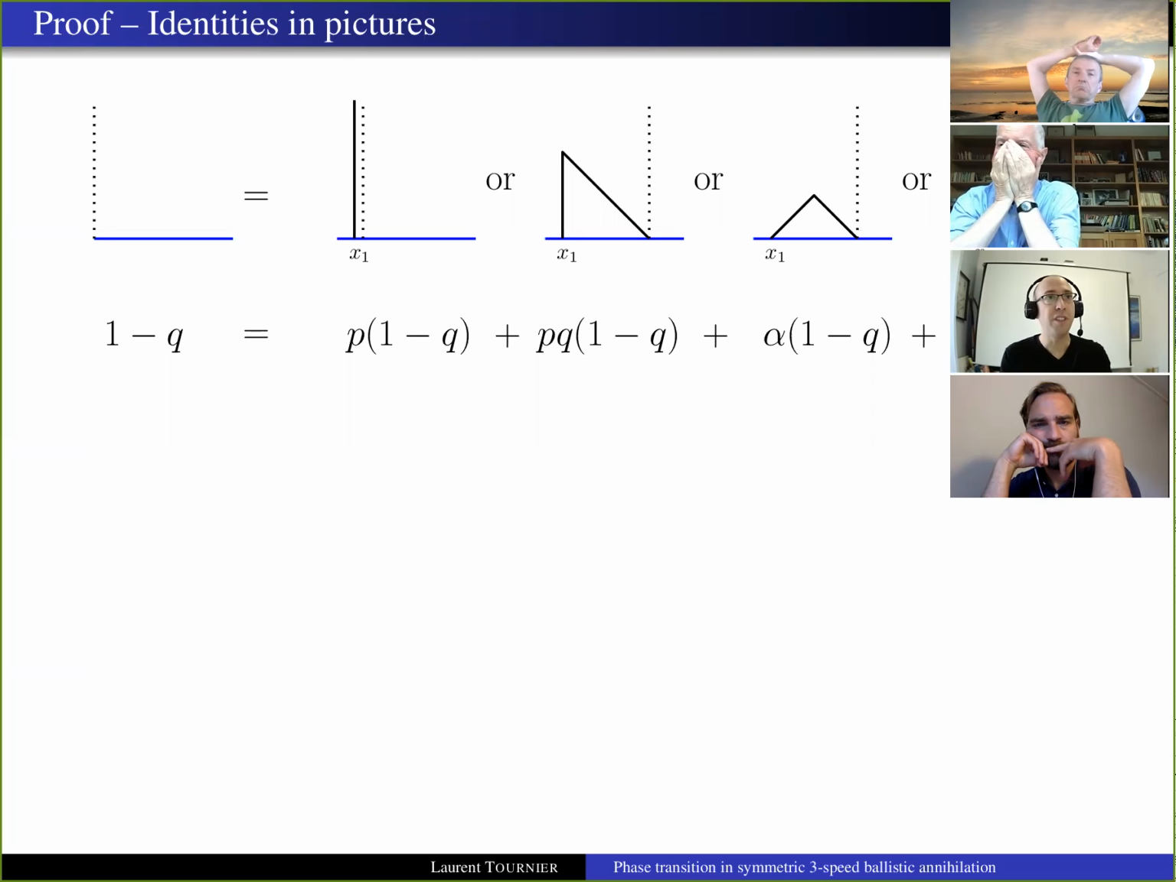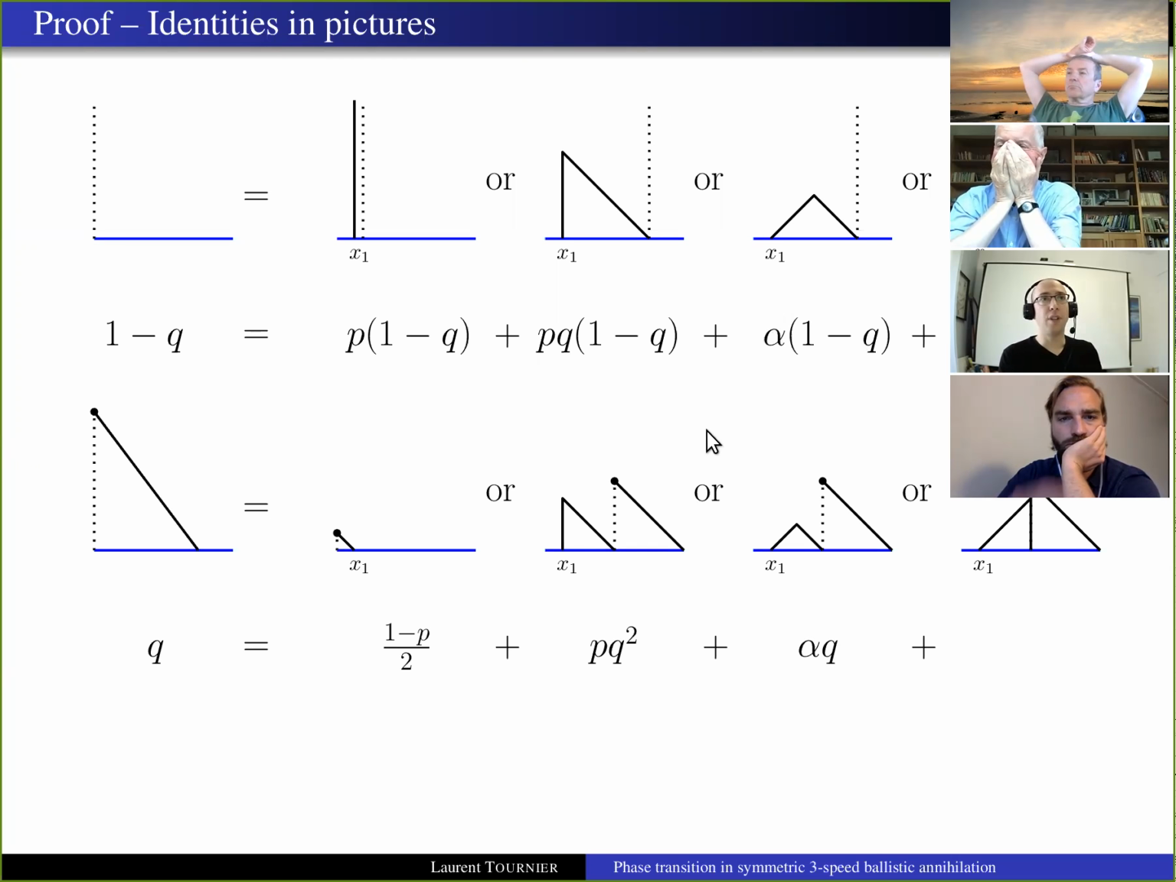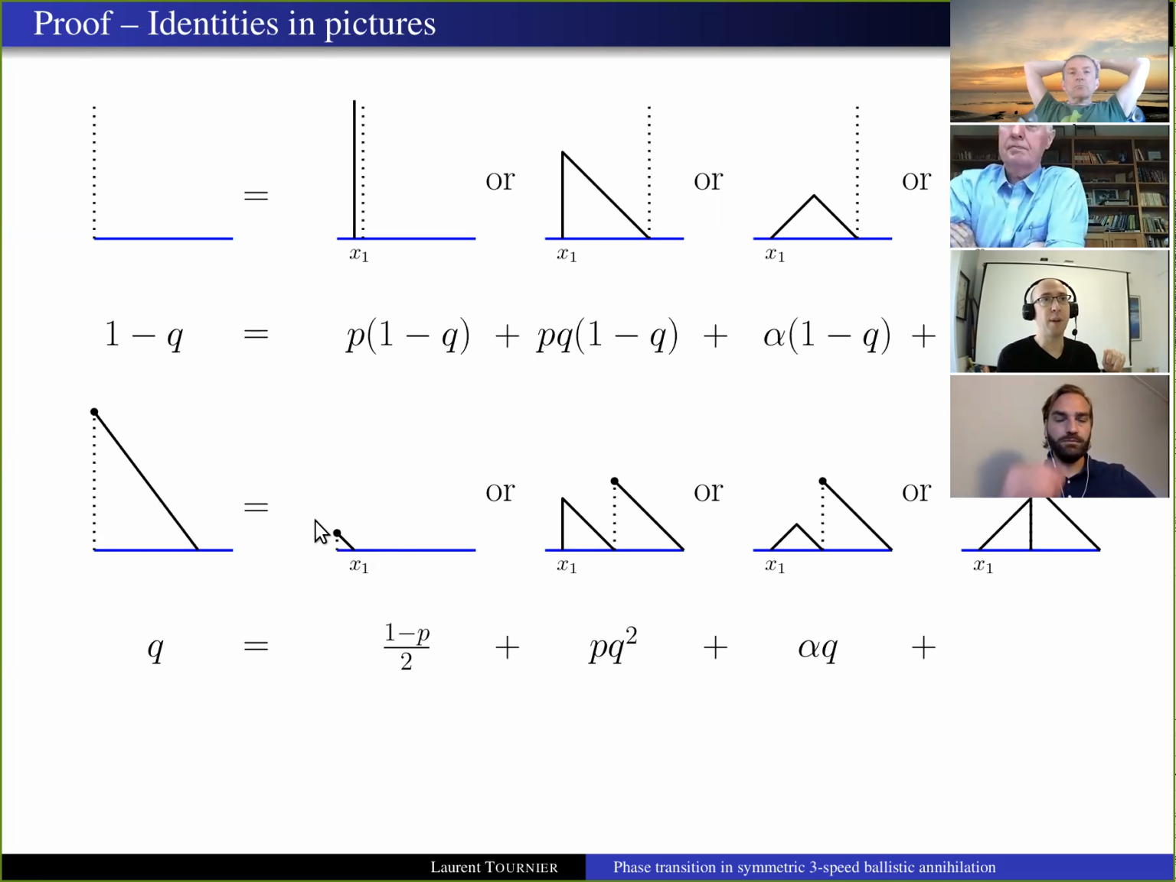So you get a first equation here, which you can simplify by 1 minus q to get a relation between p, q, and alpha. But you need the second equation. So let's work the same for q. So probability that 0 is hit from the right. Again, we decompose according to the velocity of the first particle. If it's minus 1, then okay, we are done. 0 is hit from the right.